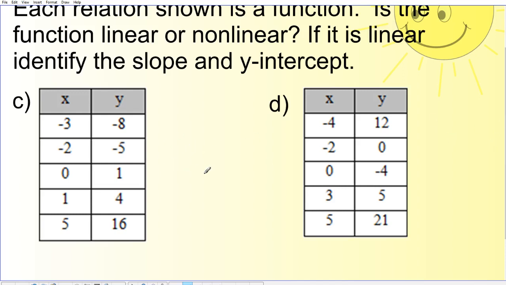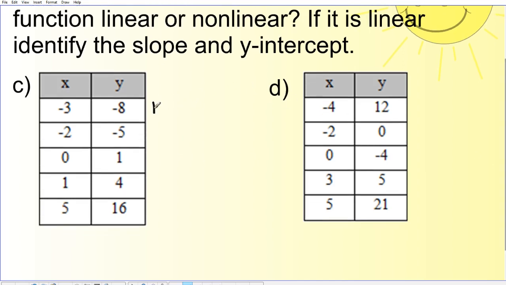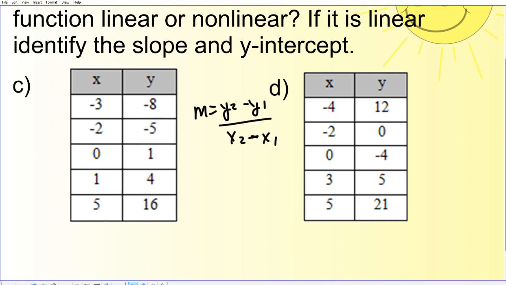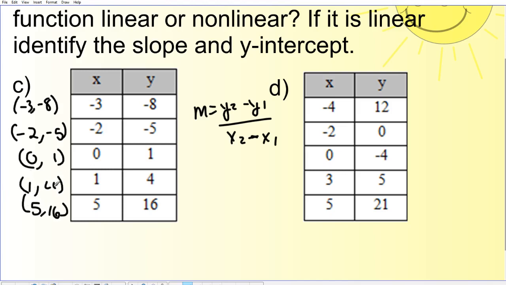So I'm going to use my slope formula: m equals y2 minus y1 over x2 minus x1. That is how you find slope from a set of points, like this. This is a set of points. May not look like it. You go, oh, that's a table. Yeah, but that is saying the point -3, -8, -2, -5. X value of 0, y value of 1. X value of 1, y value of 4. 5, 16. This table is just giving us a set of points in a table format.